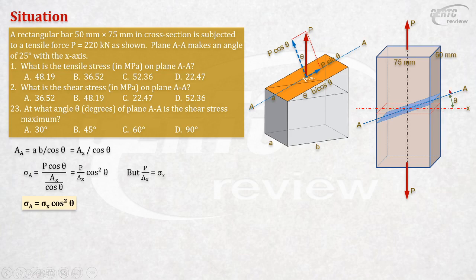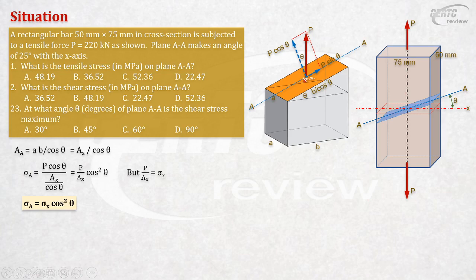Do not say theta is the angle to the horizontal. Because why? For example, if this body is made horizontally oriented, no? So your theta will not be from the horizontal. It will now be from the vertical. So the correct understanding or definition of that is: theta is the angle of plane AA from the X plane. And what is the X plane? That is the plane perpendicular to the applied load. The X plane here is the plane perpendicular to the applied load. I hope you got it.